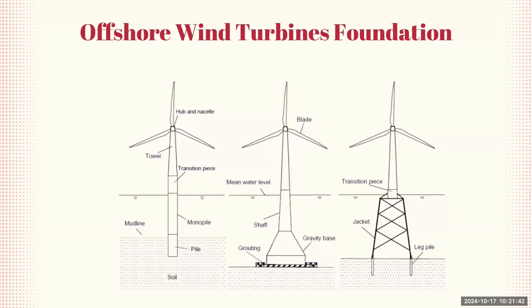This diagram further breaks down the three main types of foundation used in wind turbines. On the left, we have the monopile. In the center, we have the gravity-based foundation. And on the right, we have the jacket foundation. So this is just to give you a deeper idea about how different each foundation is.